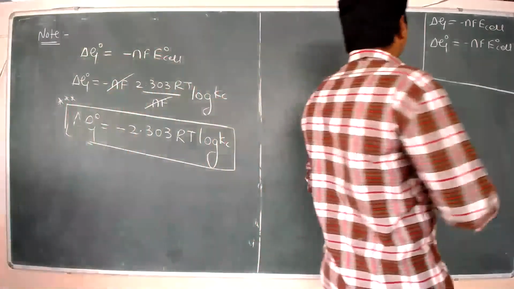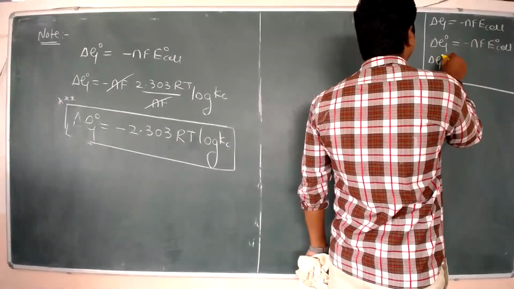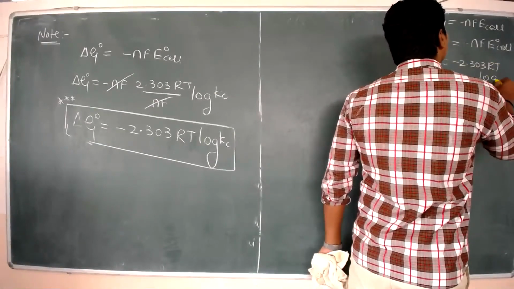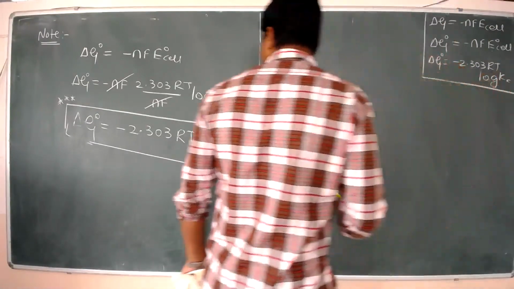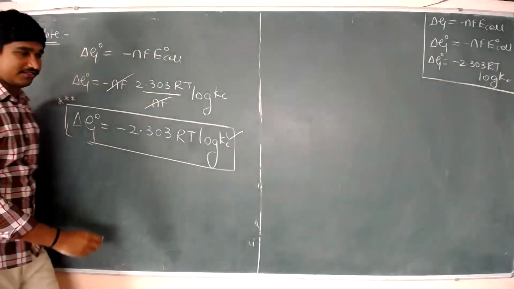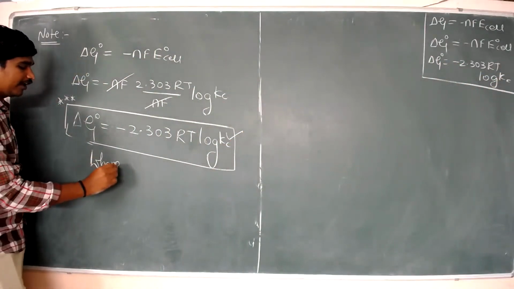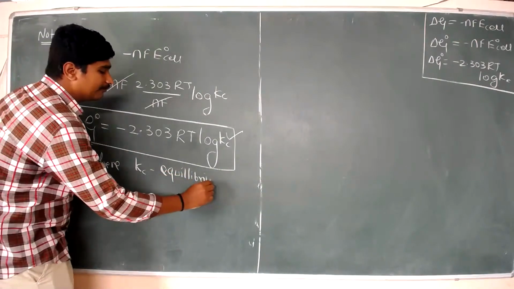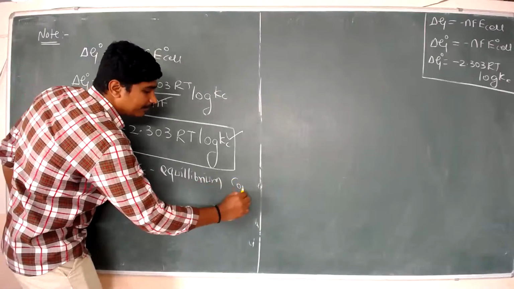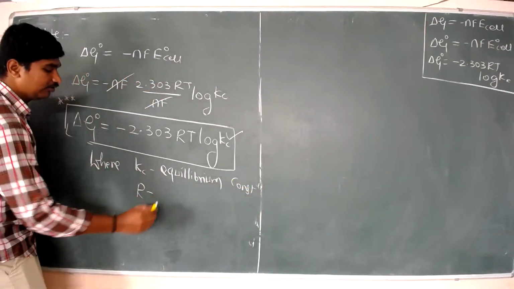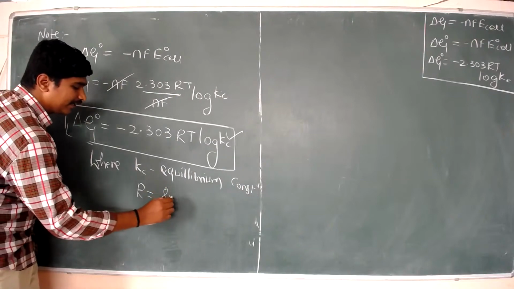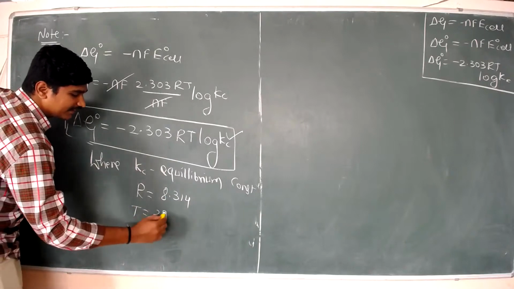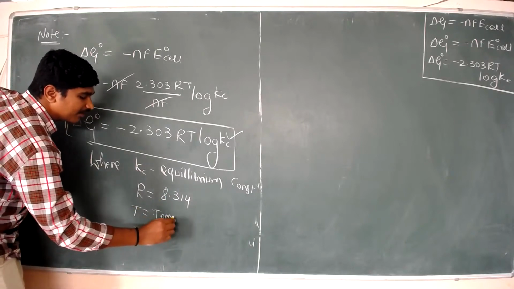Now, that formula I also want to write here for solving the numericals. Delta G naught is equal to minus 2.303 RT into log Kc, where Kc is called the equilibrium constant. R is the universal gas constant. Its value, here I am taking 8.31. Next, T is temperature, the standard temperature or just temperature in terms of Kelvin.